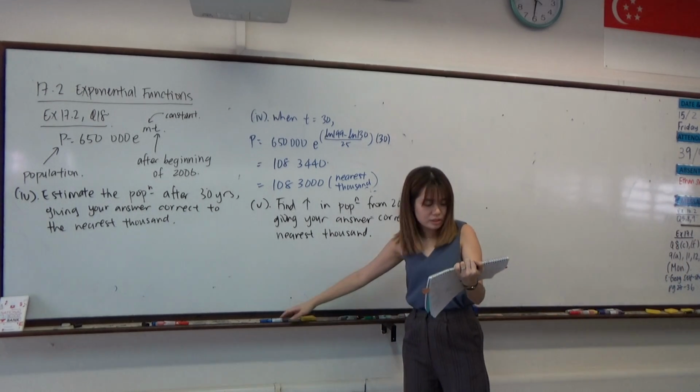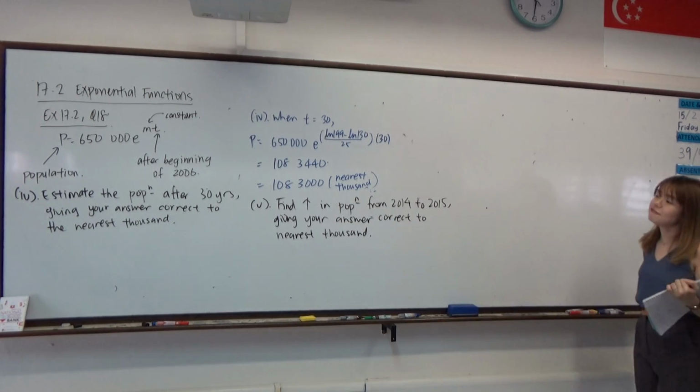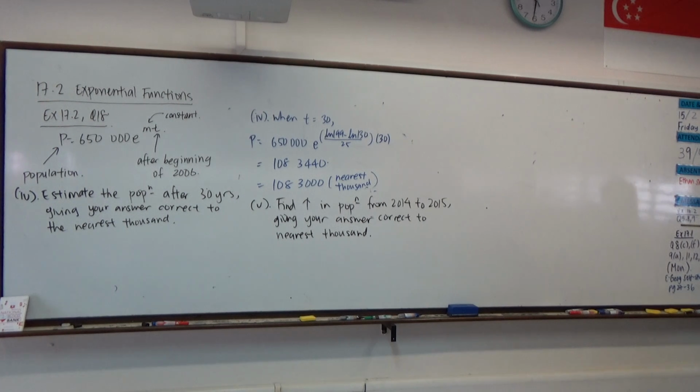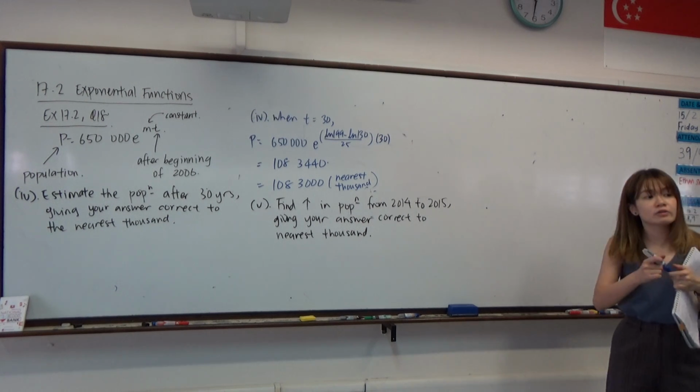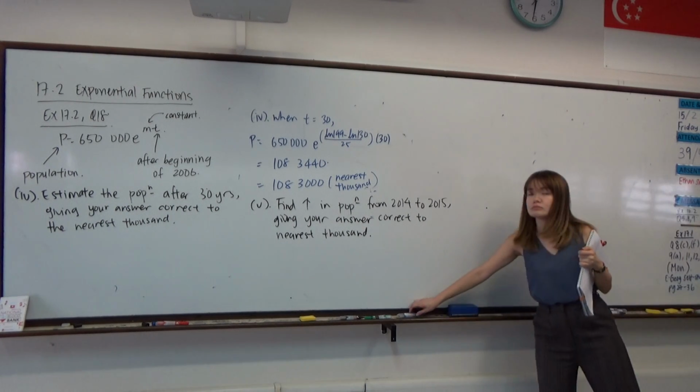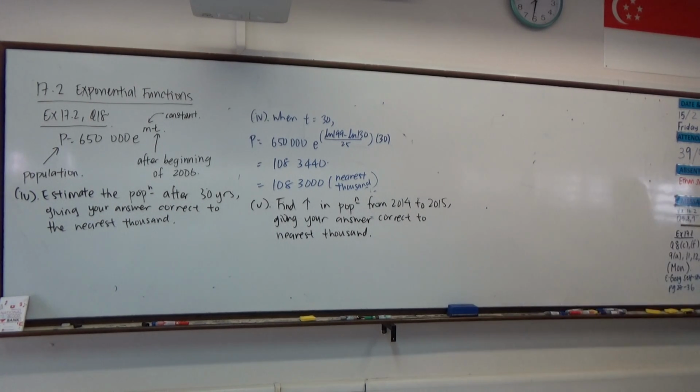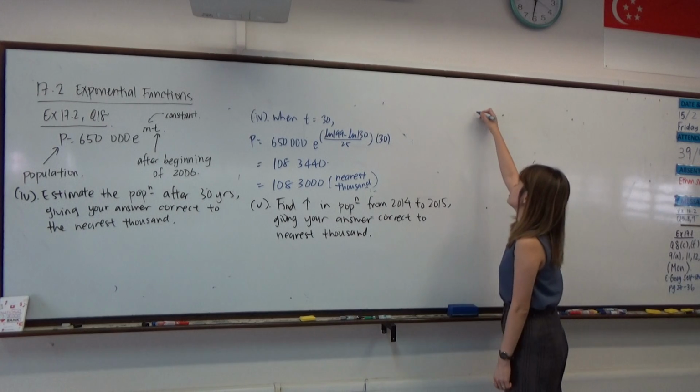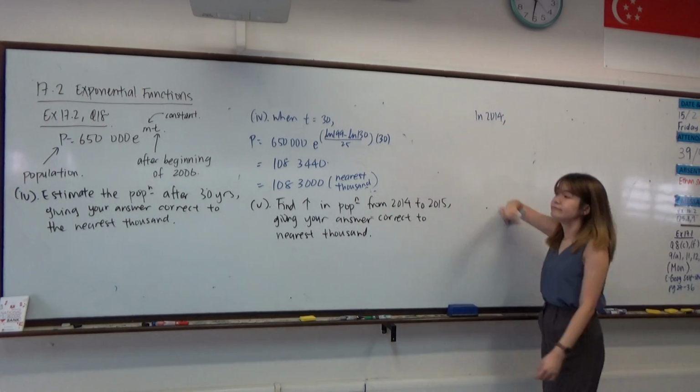Okay, there's 2 more parts to this question. So part 5 wants you to find the increase in population from 2014 to 2015, giving your answer correct to nearest thousand. Okay, so how do we find the increase in population? What should we do first? Differentiate? Okay, we just have to find the population in 2014 and then also find the population in 2015, right?